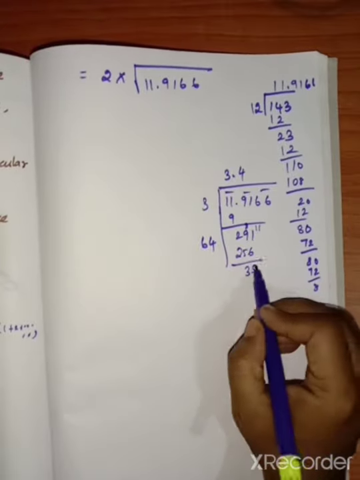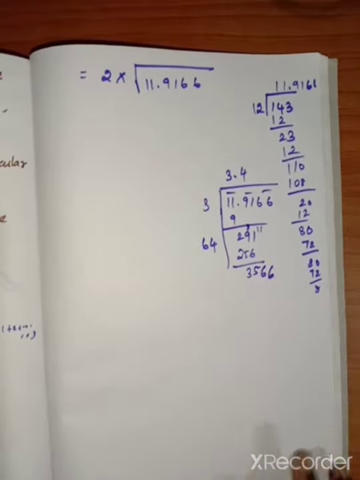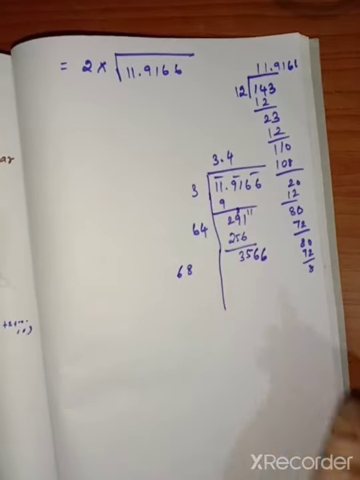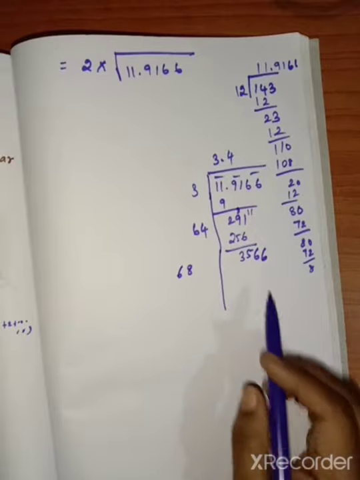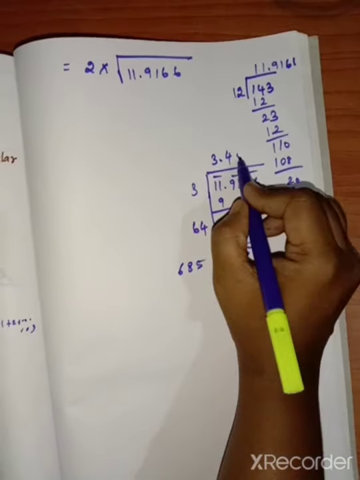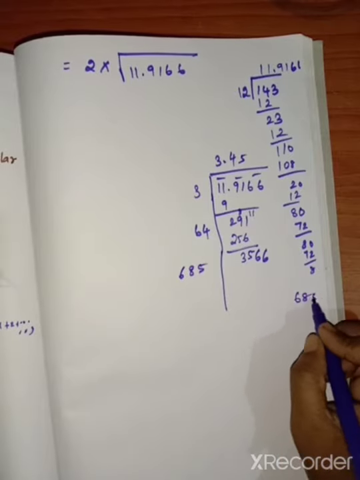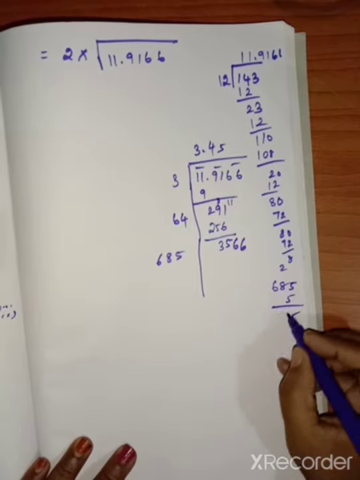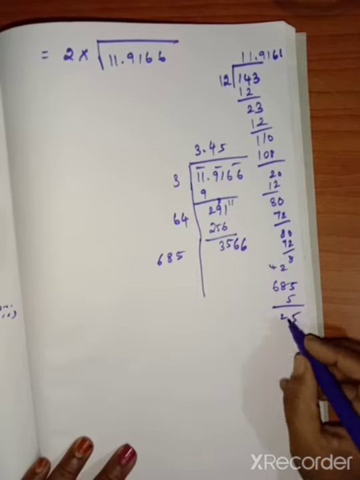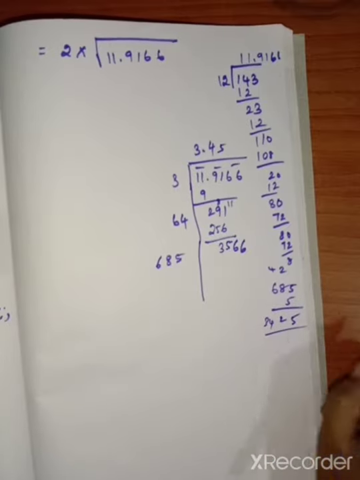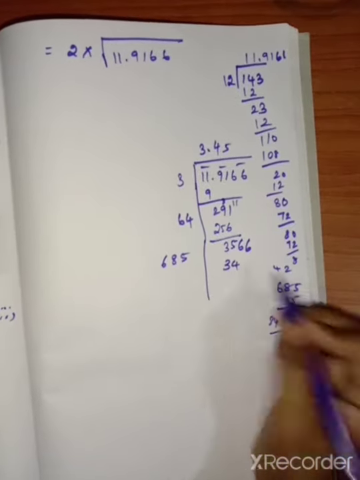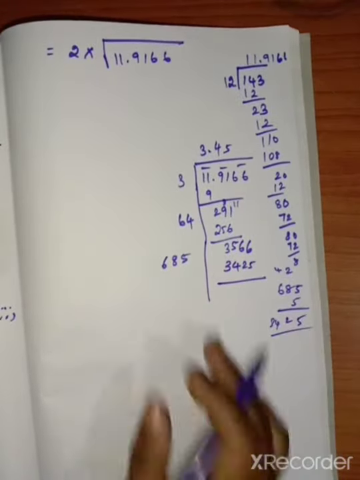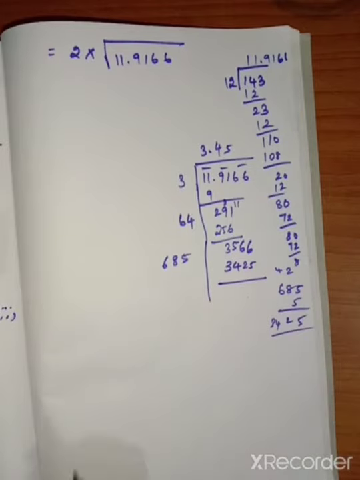So 35 is not possible. 66 falls down. Then multiply the term, 4 alone. 6 is already there. 4 2s are 8, so 68. Again 5 is possible. 685 into 5: 5 5s are 25, 5 8s are 40, 42, 5 6s are 30, 34. So it is 3425. I think it is enough, because after the decimal we find two terms for the long division.